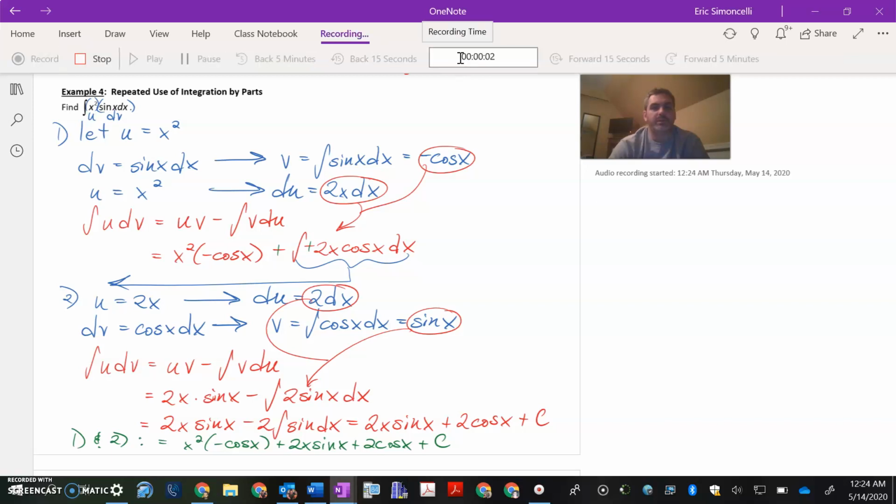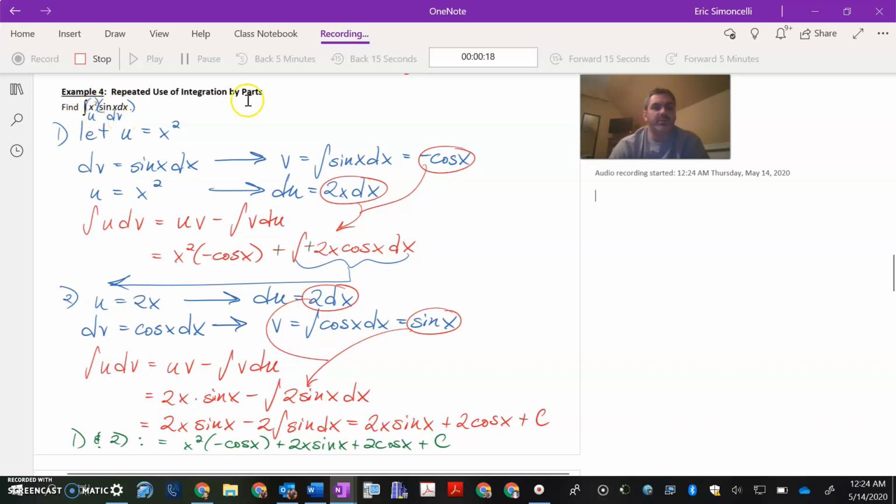Hello, students. Today we're going to wrap up section 8.2. Let's take a look. This is part 2, of course. Example 4, repeated use of integration by parts. So we're going to find the integral of x squared sine of x dx.